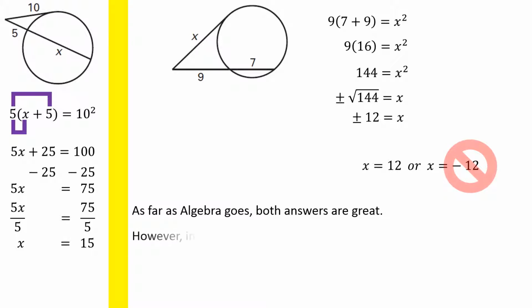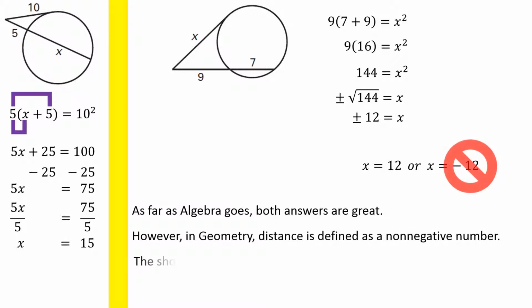Uh-oh. Geometry. All right, we've got some definitions. And one of the definitions is that we will not use a negative number for distance. So we will only use x equals 12.